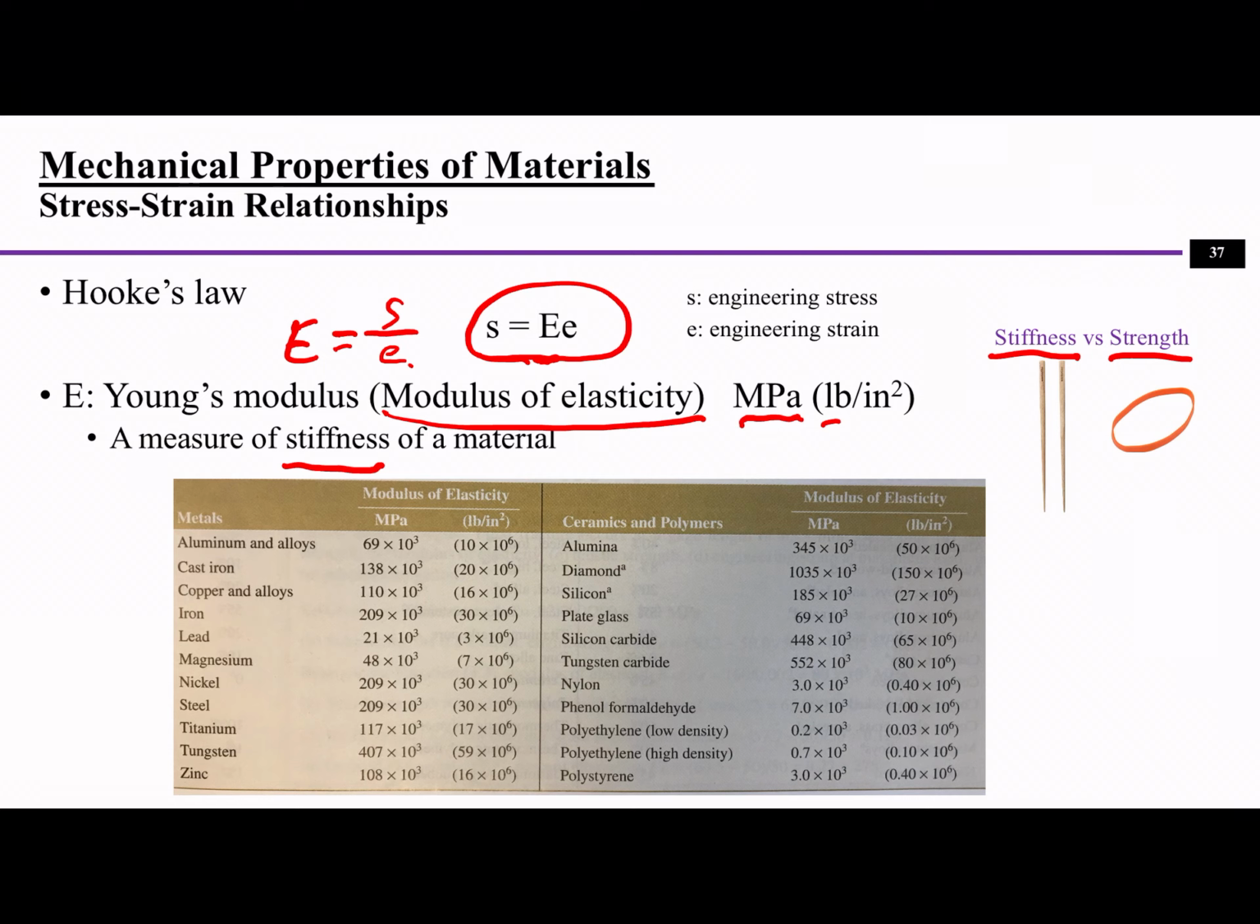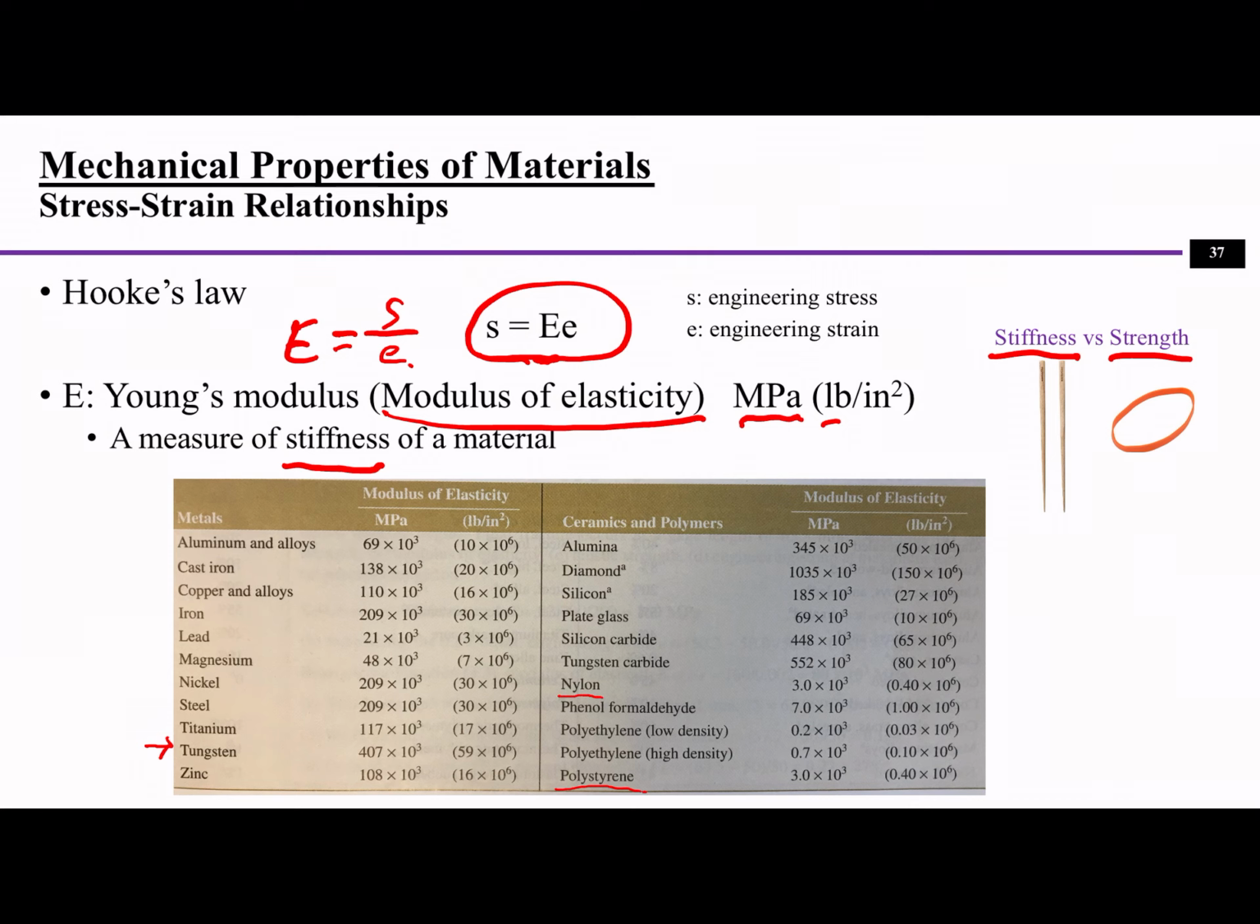And strength means how difficult it is for the structure to fail. You can see from this table there are different materials and their Young's modulus. Something to notice here is, for example, tungsten. You can see the highest is probably tungsten. It has a 407.